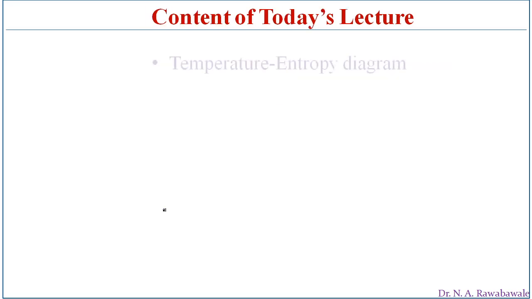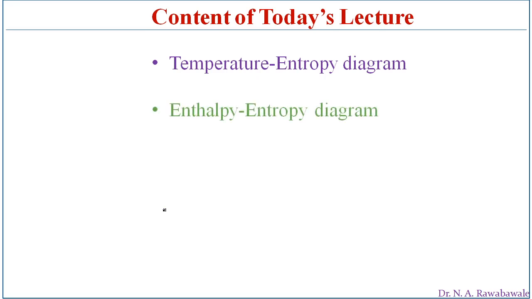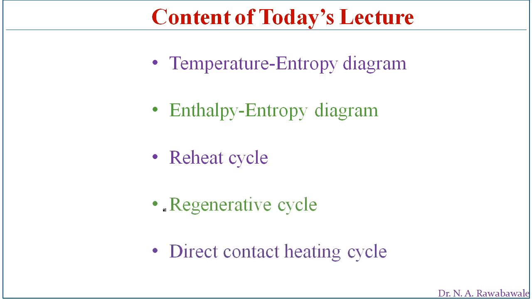Today, we will be discussing the temperature entropy diagram, what is the use of the temperature entropy diagram, and how to find the properties of steam on it. Next, we will discuss the enthalpy entropy diagram, and what is the use of the enthalpy entropy diagram, that is known as the Mollier chart. And we will look at the introduction to the reheat cycle and regenerative cycle, and one type of cycle, direct contact heating, that is, we call it a reheat cycle.